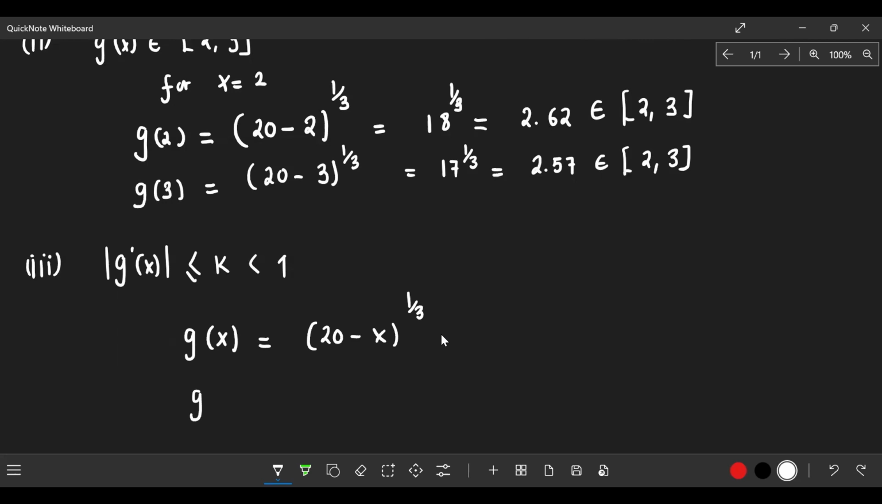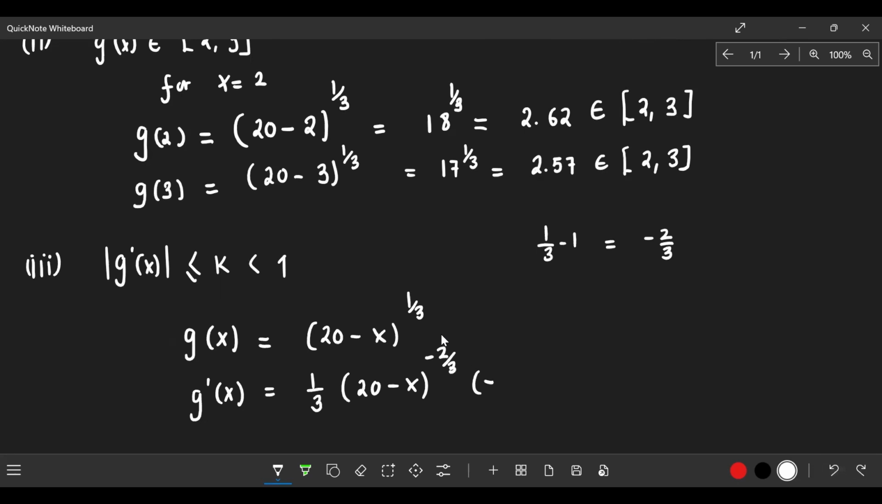So g prime of x is equal to, we remember the derivative, we drop the powers, so we have 1 over 3, 20 minus x, and then power, we subtract the powers, isn't it? So subtract power, what is 1 over 3 minus 1? So this is negative 2 over 3, isn't it? Yes. Okay, and then remember we're using chain rule, we can't just leave it like this, right? So also we differentiate what we have inside.